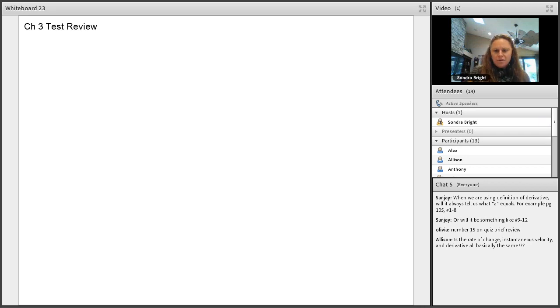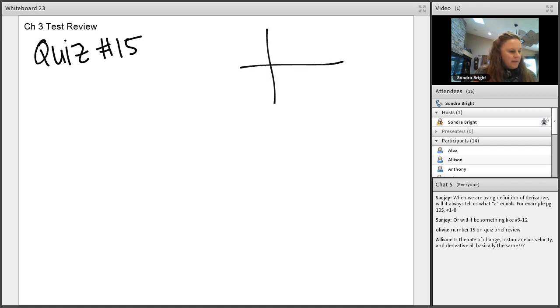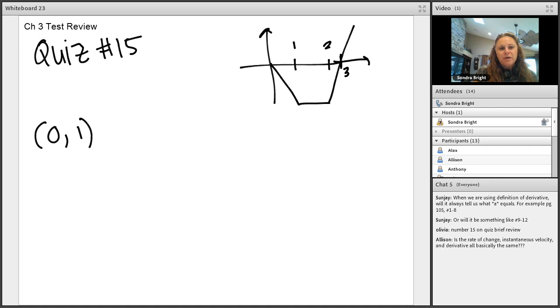Number 15 on the quiz, brief review. Okay, so quiz 15 is, they gave you this graph that went like this, and that. Something like that, right? And right here it was when x is 1, and right here was when x is 2, and then my graph is really funky, but that's when x is 3. Okay, so it says on this interval from 0 to 1, so you're talking about x values. This is interval notation, from when x is 0 to 1. That's what we're looking at.